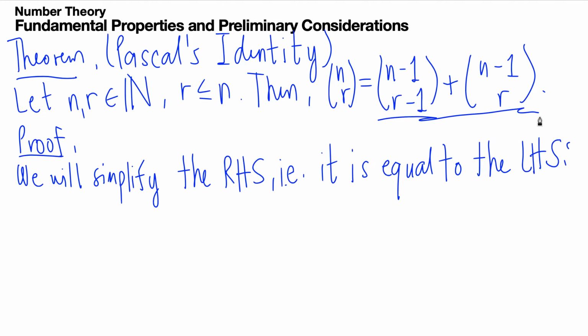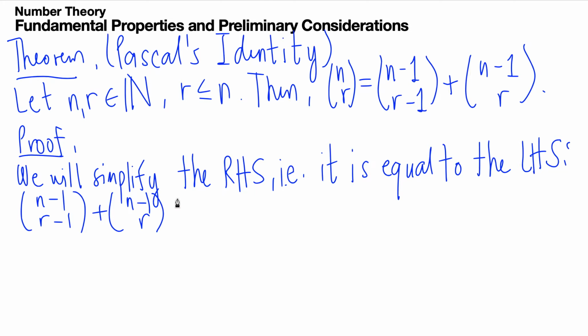Just going to take this, and then in the end, we're going to show that it is equal to n choose r. Okay, so let's have that. We have n minus 1 choose r minus 1 plus n minus 1 choose r. It's equal to, so let's expound this using our binomial coefficients.